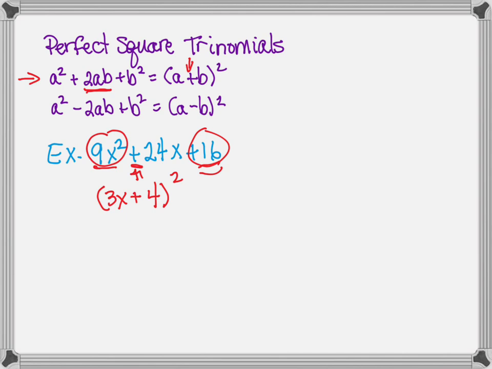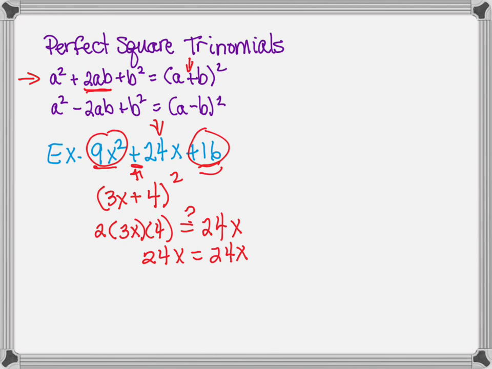But we do need to check that middle term that I've underlined, the 2ab. So we need to see if 2ab equals this 24x, meaning does 2 times 3x times 4 equal 24x? Well, 2 times 3x is 6x times 4 is 24x. So yes, 24x equals 24x. That checks out. So yes, this factors to 3x plus 4 in parentheses squared.